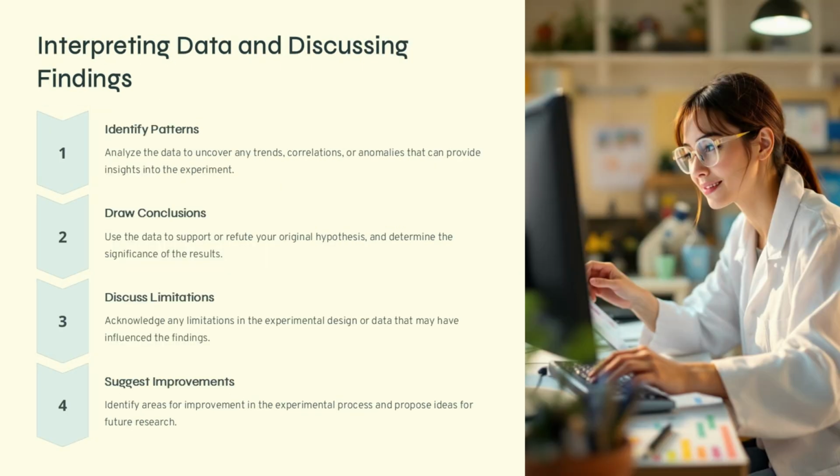The data we've collected reveals some interesting patterns and trends that provide valuable insights into our experiment. Based on our analysis, the results support our original hypothesis and demonstrate the significance of our findings. However, we should also acknowledge some limitations in our experimental design that may have influenced the outcomes. Moving forward, there are a few areas we could improve to strengthen the quality of our research, such as adjusting our methodology or expanding the scope of our study. These ideas for future improvements could help us build on what we've learned and uncover even more meaningful insights.